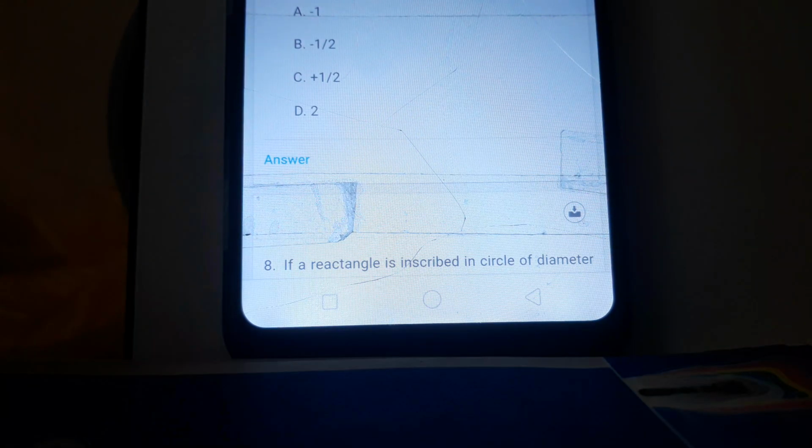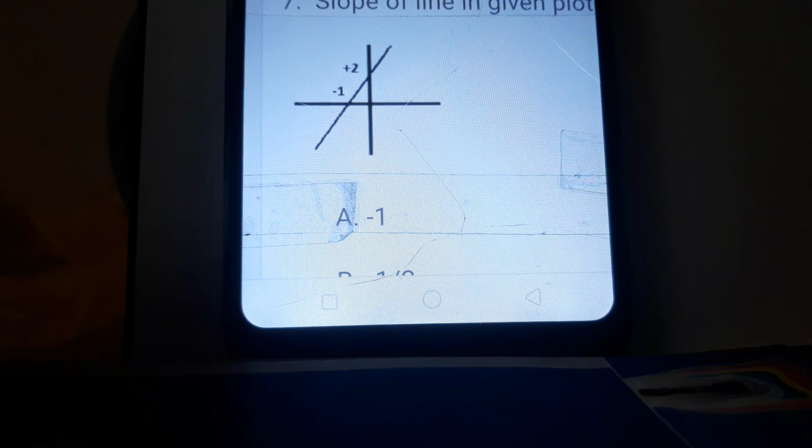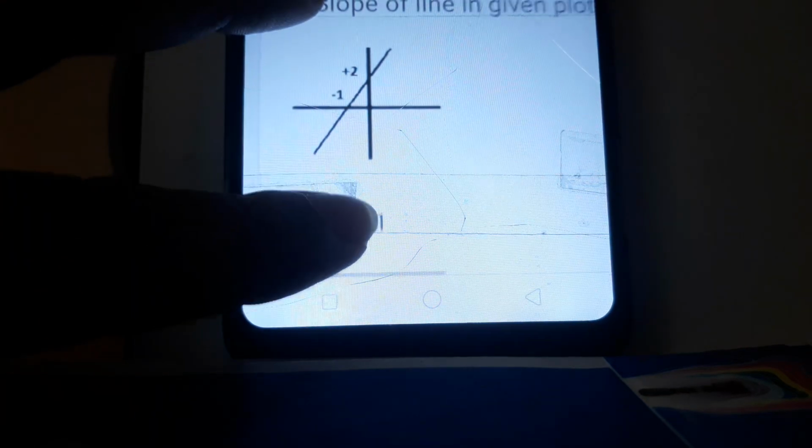Next question. The slope of line in a given plot will be, I'm magnifying the diagram for you. Please check it out. Check out the diagram. Okay, draw it out for yourself. Going back. And the answers to this would be A, -1, B, -1/2, C, +1/2, and D is 2.